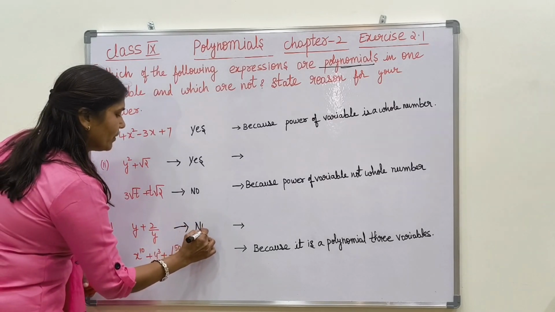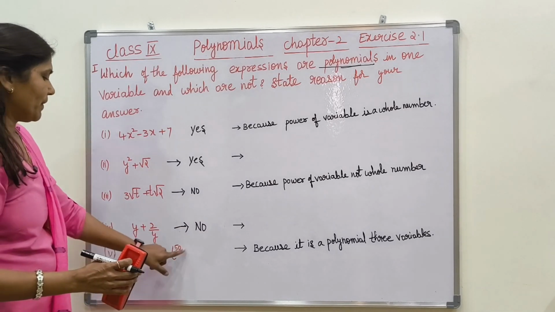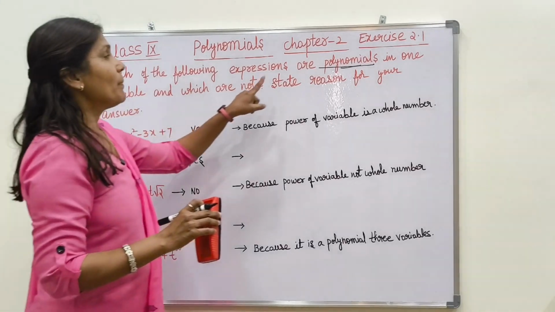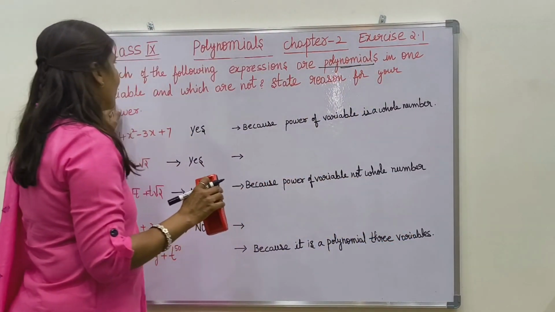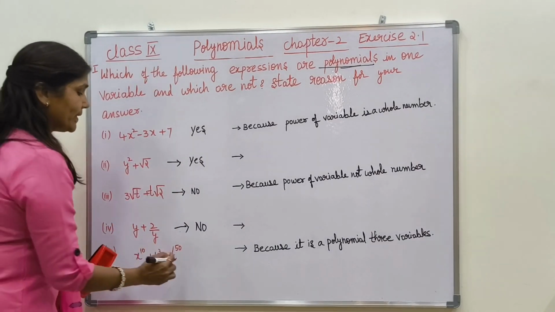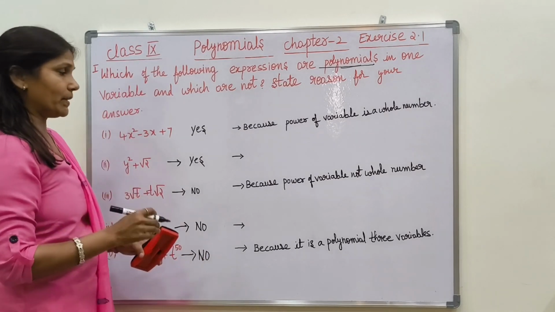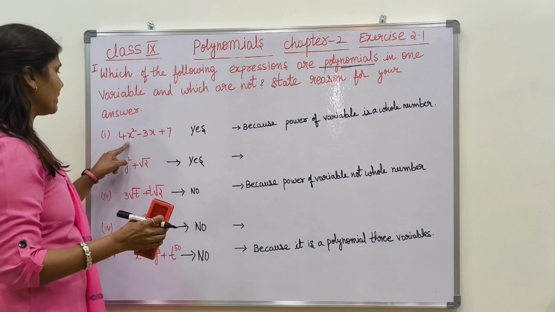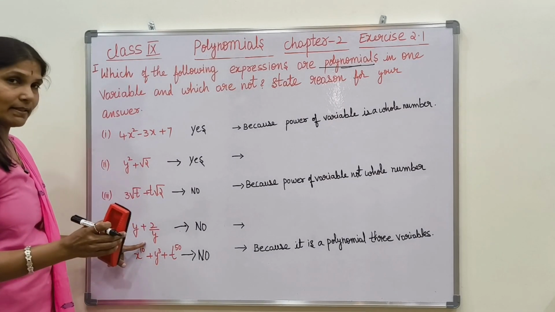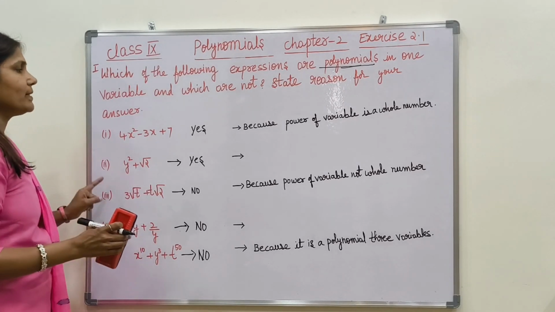This answer is no. Next, t to the power of 10 y cube t to the power of 50. This is a polynomial, but what is the question asking? Polynomial in one variable. But here the polynomial has 3 variables. So it is not a polynomial in one variable. It is a polynomial, but 3 variables are there. Here only one variable should be there. x is a variable, y is a variable, t is a variable. But here x, y, t, 3 variables are there. So this answer is no.